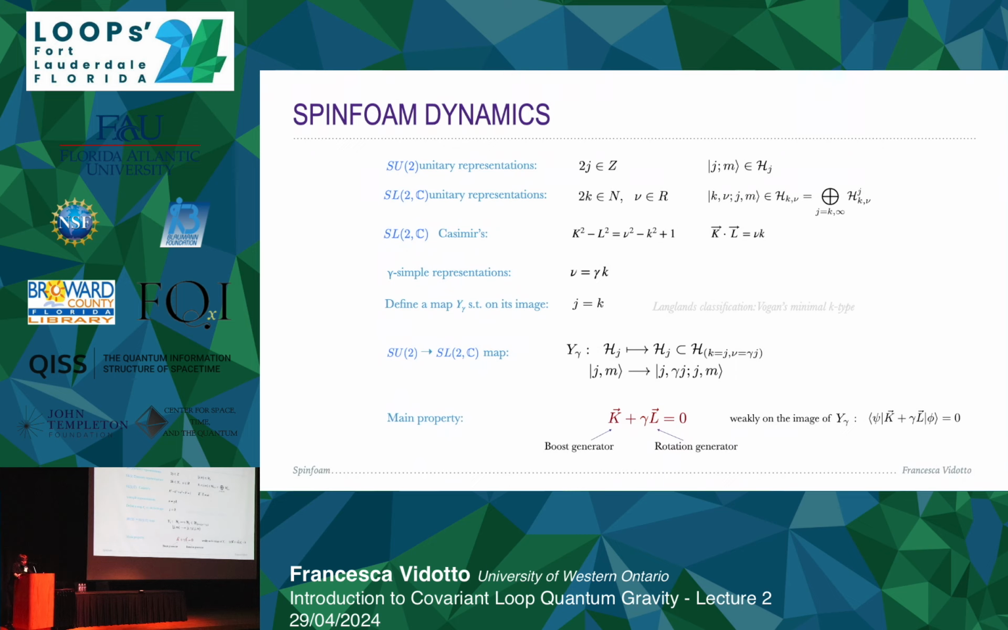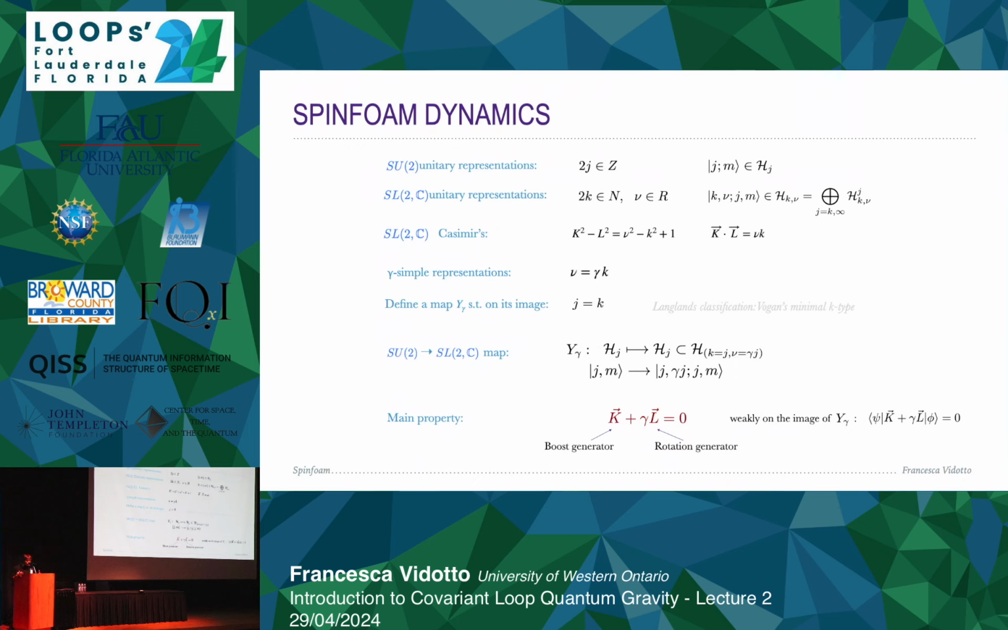Well, one is that I impose the simplicity constraints. So I impose the fact that I have seen this thing that boosts and rotations should be proportional one another, and this restricts the space of all possible representations, restricts us to take only those that are respecting this constraint, and these representations are called gamma simple.